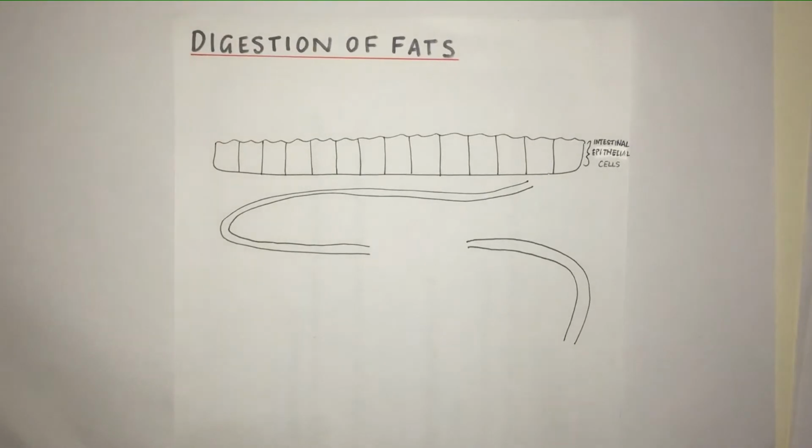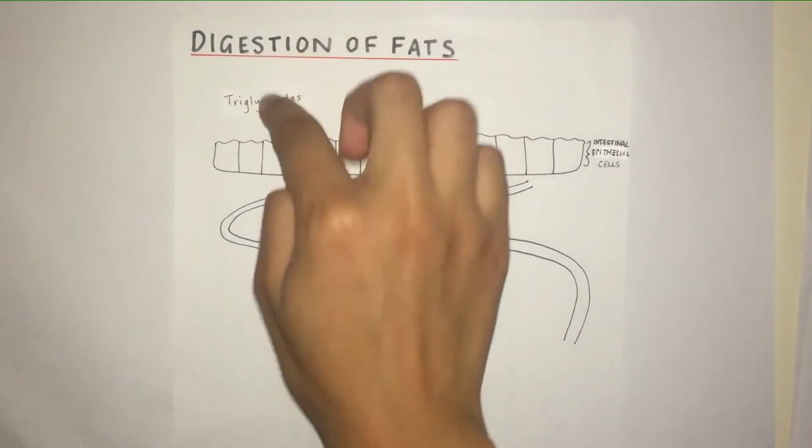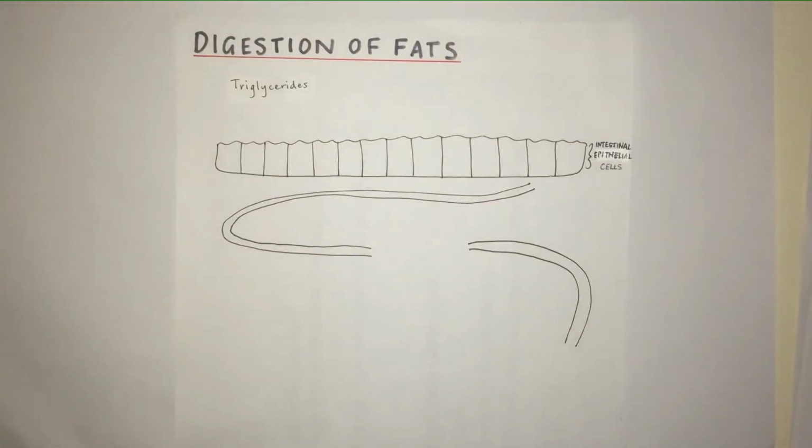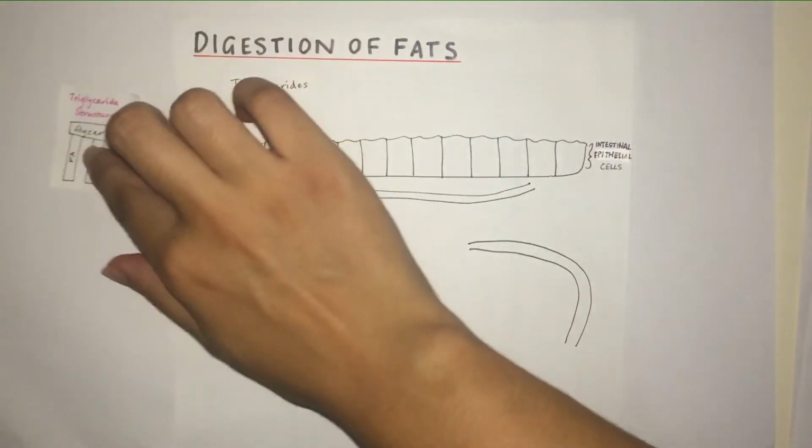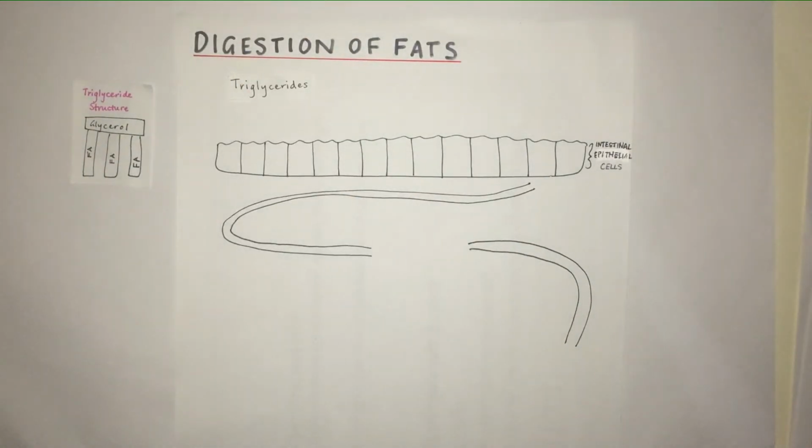In this video, we're going to be talking about the digestion of fats. In our diet, we consume triglycerides, and these are the fats that we consume. So we've got the triglyceride structure here. The structure is a glycerol, and we've got fatty acids which hang from this glycerol, and I've represented that here with the letters Fa. So now we know what a triglyceride is.